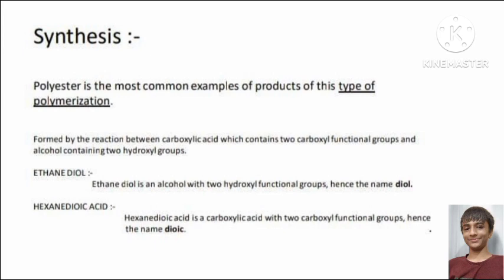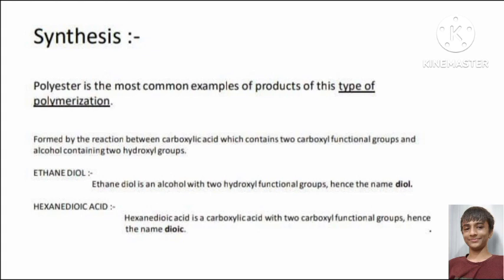So, we have seen what condensation polymerization is, its advantages and disadvantages, and also the categories of polyester. We know that the most common example of this type of polymerization, that is condensation polymerization, is polyester. It is made by the reaction between acid and alcohol. We have here hexanedioic acid and ethanediol.